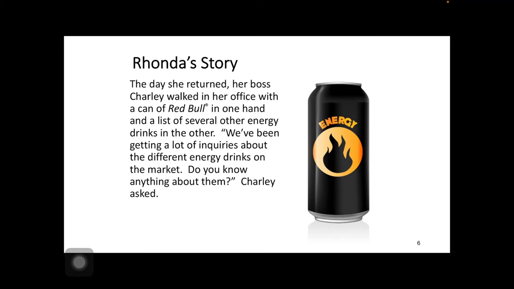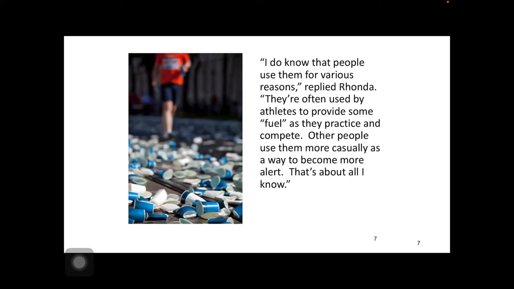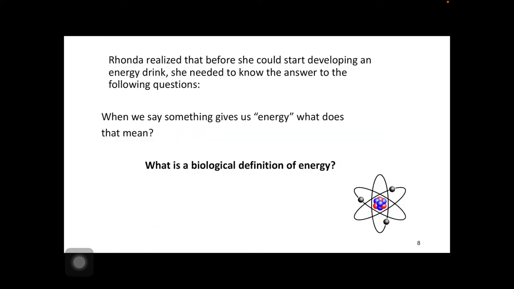So here's Rhonda, and her boss is asking her to develop an energy drink. He's a big Red Bull drinker, and she knows that athletes often use these energy drinks as a type of fuel. So they're going to do some research to develop an energy drink, and what does that look like? So we're also going to do some research.